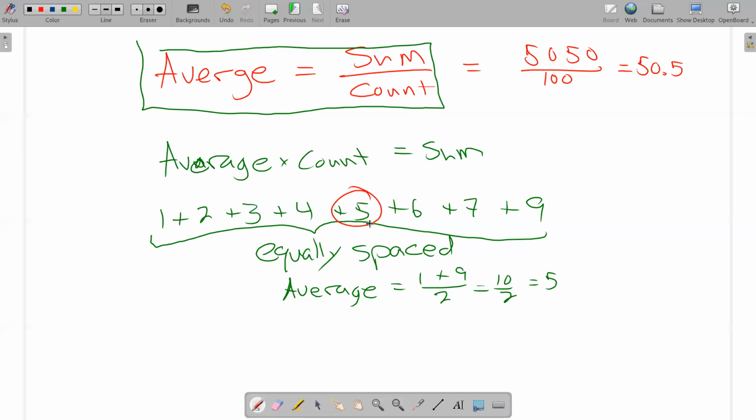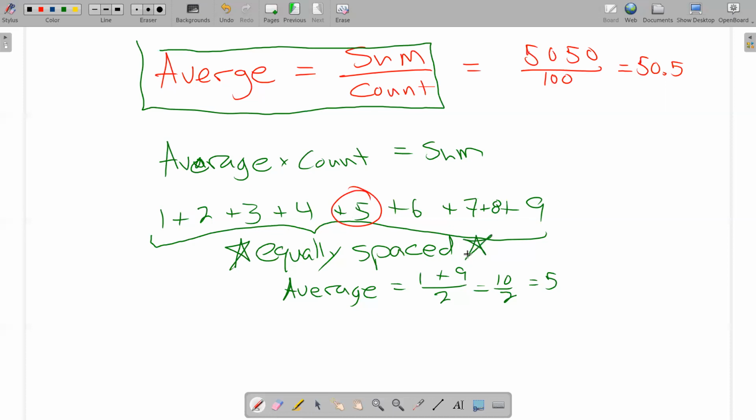Oh. What did I do wrong? Did I miss a number? Oh yeah, I missed a number. I can't count. There should be a +8 right in there. And so I have 4 numbers to the right and I have 4 numbers to the left. 5 is the number in the middle. It's also the first plus the last divided by 2. And again, that works out nice because they're equally spaced.